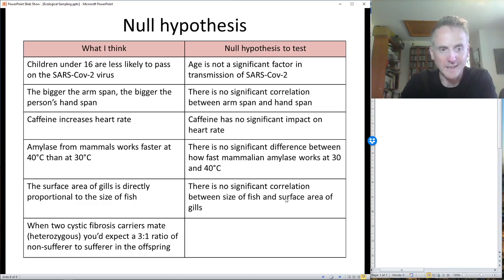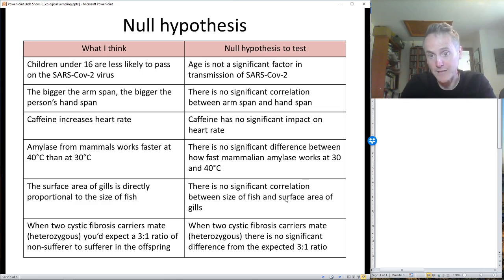The only awkward one is this last one, which again in year 13 you do about genetics and heredity. It says when two cystic fibrosis carriers mate, if they're both heterozygous, you'd expect a 3-to-1 ratio of non-sufferers to sufferers in the offspring. Therefore, the null hypothesis is when two cystic fibrosis carriers mate, there is no significant difference from the expected 3-to-1 ratio. As in, this is nullifiable, hence why it's called a null hypothesis. This means I can compare what I have to what I expect it to be.